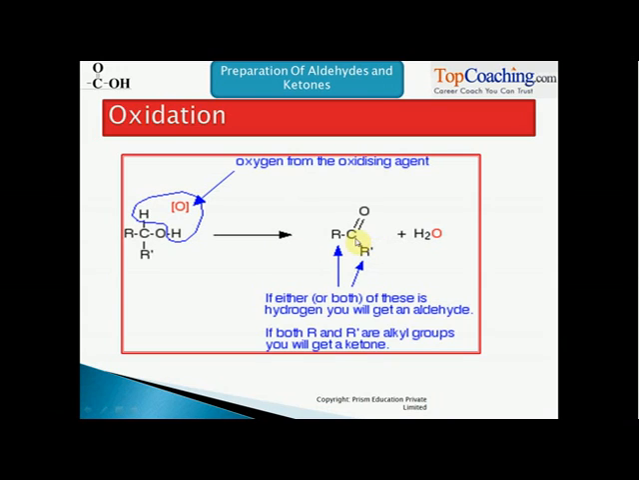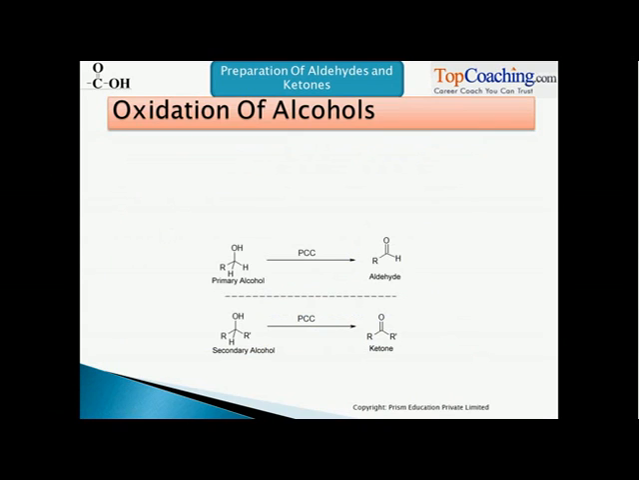Right? Now what if it was a primary alcohol? We would have gotten hydrogen over here, so we would have got RCHO, which is an aldehyde. So oxidation of primary alcohols gives us aldehydes, whereas oxidation of secondary alcohols gives us ketones. Let's see this. This is a primary alcohol. We oxidize it in the presence of an oxidizing agent and we get an aldehyde. In case of a secondary alcohol, we get a ketone, right?